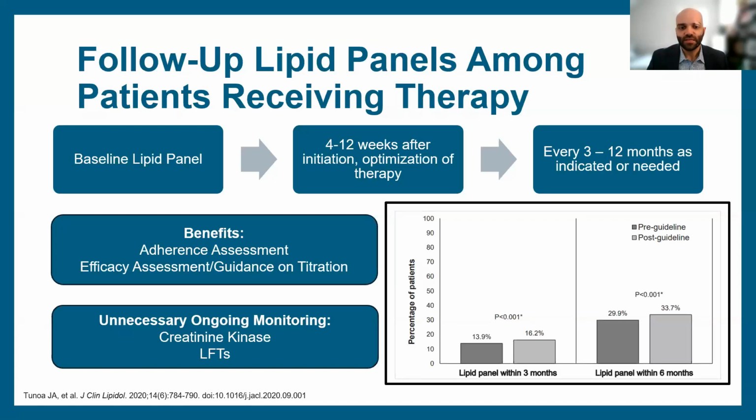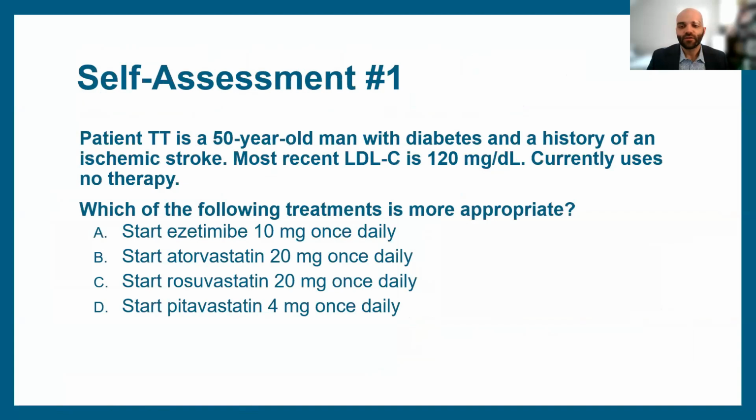So, our first self-assessment question. Patient TT is a 50-year-old man with diabetes and a history of ischemic stroke. The most recent LDL is 120, and the patient currently uses no therapy. Which of the following treatments is most appropriate? Is it ezetimibe 10 milligrams once a day, atorvastatin 20 milligrams once a day, rosuvastatin 20 milligrams once a day, or pitavastatin 4 milligrams once a day?